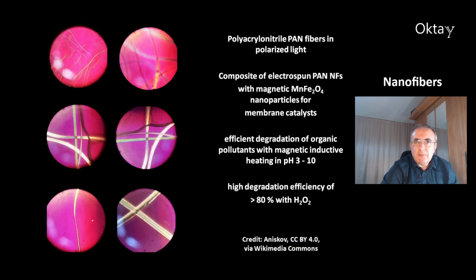This is another picture of polyacrylonitrile, PAN fibers in polarized light. You can make composite materials of electrospun polyacrylonitrile nanofibers with magnetic manganese iron oxide nanoparticles or membrane catalysts. And they're efficient for the degradation of organic pollutants and with magnetic inductive heating in a big range of pH from pH 3 up to pH 10. And you have a higher degradation efficiency, more than 80%, in the presence of hydrogen peroxide.